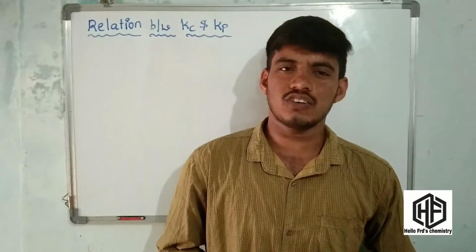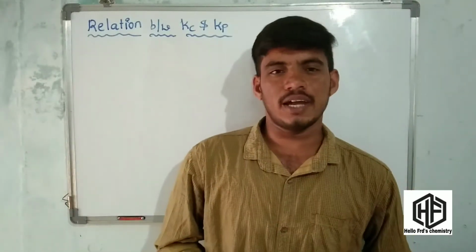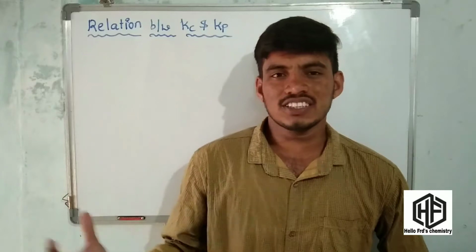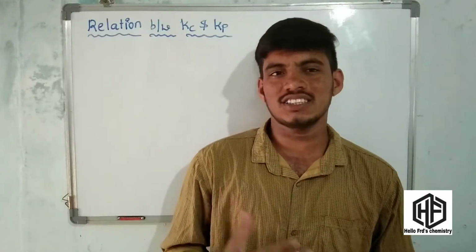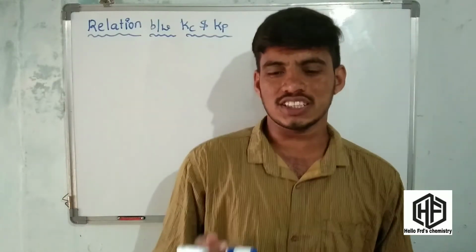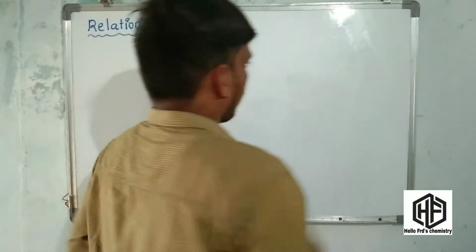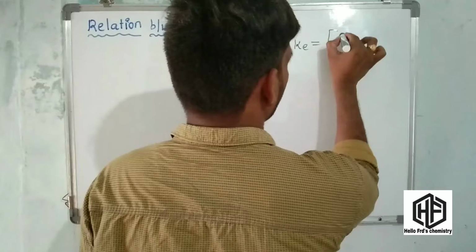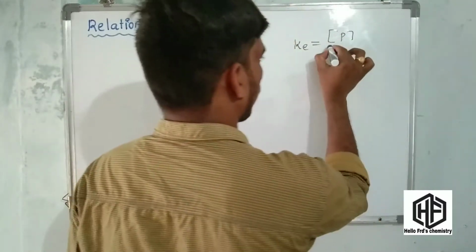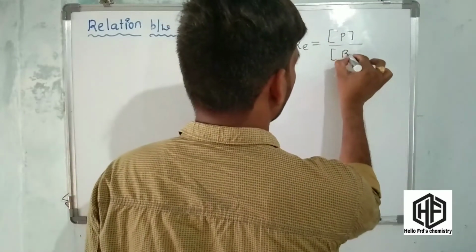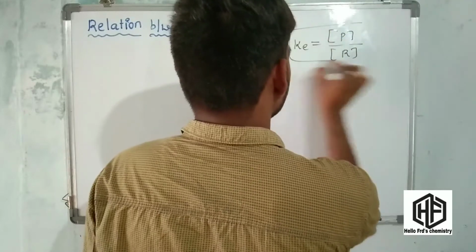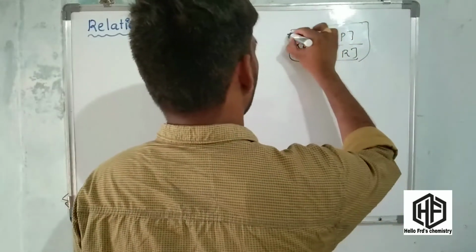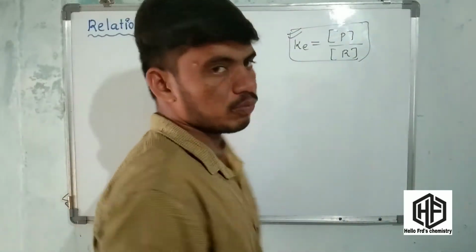In this video I am going to talk about the relation between Kp and Kc. In my previous class I talked about the law of mass action. The law of mass action says that the equilibrium constant K equals the active mass of products raised to the power of their stoichiometric coefficients, divided by the active mass of reactants. This is the concept of the equilibrium constant.